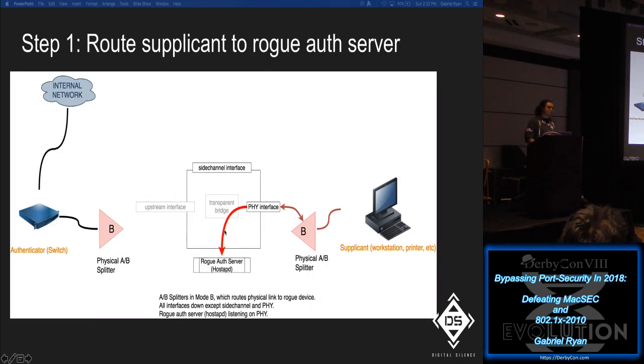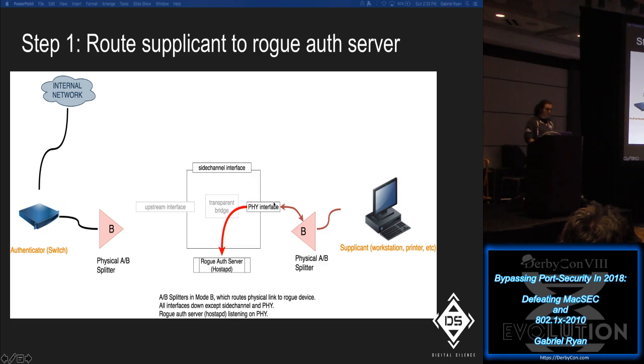So to perform this attack, this is the full setup here. We've inserted our device between the authenticator, which is on the left here, which is providing access to the internal network, and this workstation. We've brought down our upstream interface and our transparent bridge. We bring down the transparent bridge basically permanently throughout this attack, so we're not using it. But we just bring the upstream interface down for now. We leave our PHY interface up, and we also start a rogue authentication server implemented using hostapd to listen on the PHY interface.